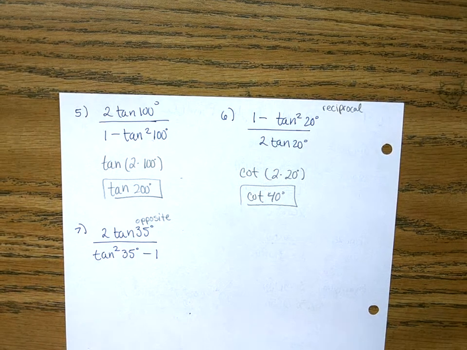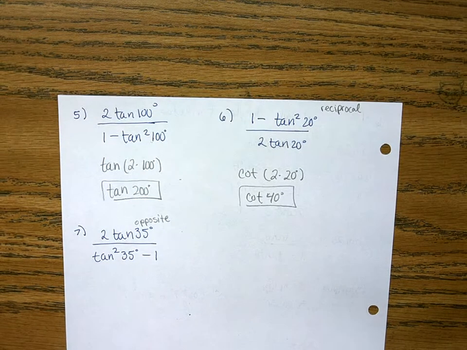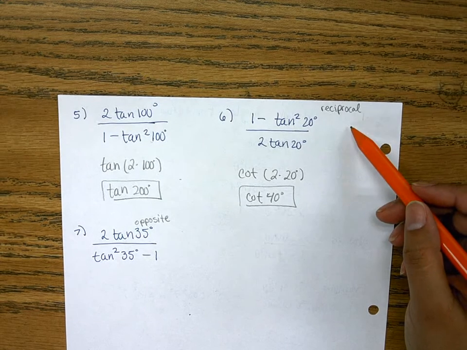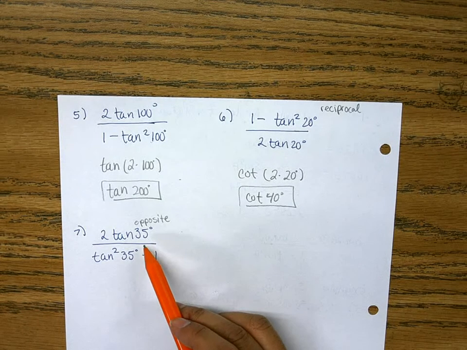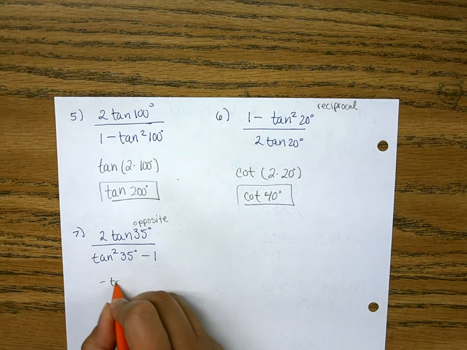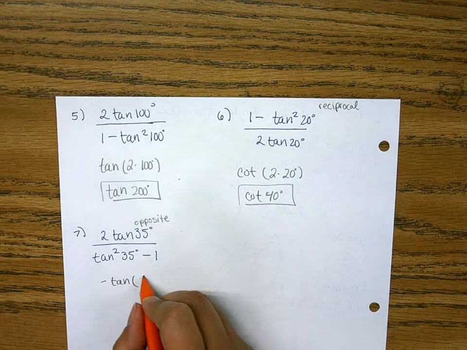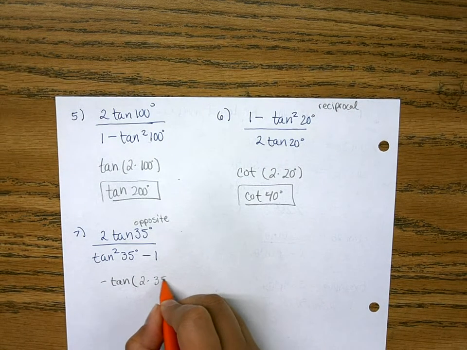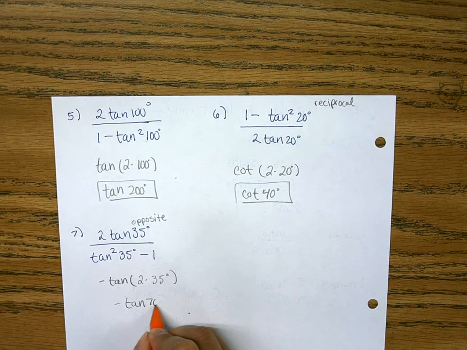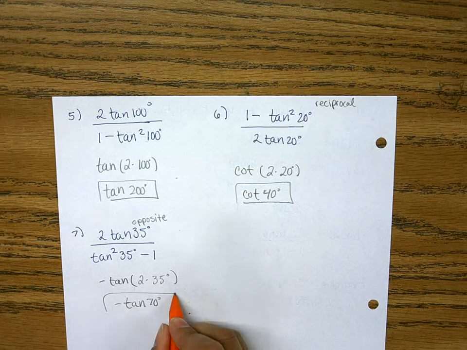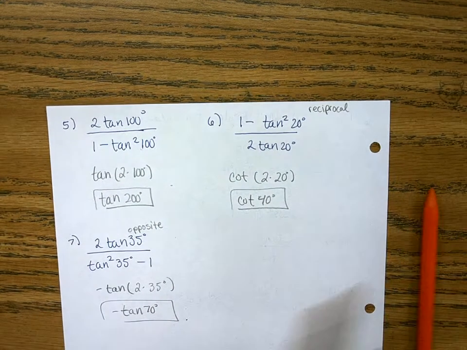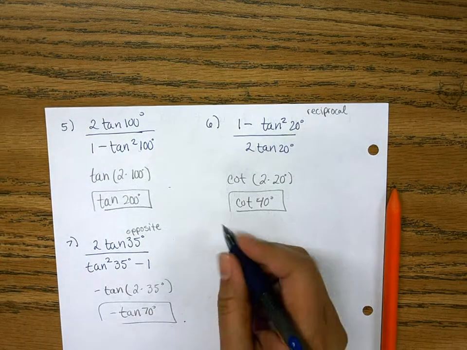So what you have to be able to do on the test is recognize, first off, that these are all tangent type functions. Notice when it's the reciprocal of the tangent function and when it is the opposite of the tangent function. And the opposite of tangent is just negative tangent of double the angle, 2 times 35 degrees. So negative tangent, 70 degrees. Regular, reciprocal, opposite, and know how to recognize all of those.